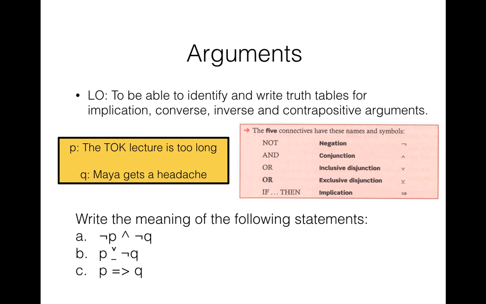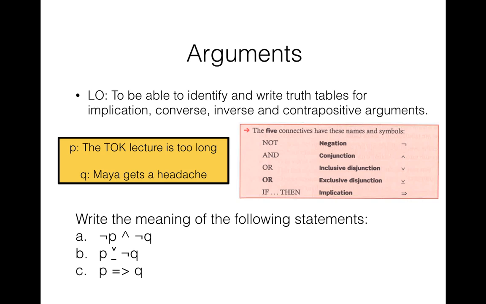Okay, so here it is, the last in the logic set of lessons, and we're going to look today at arguments. Now, this is a bit more complicated, and there's 4 different types of arguments that we need to look at and write truth tables for. One is implication, one is converse, inverse, and contrapositive arguments.